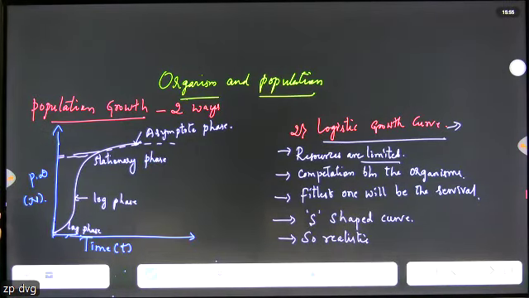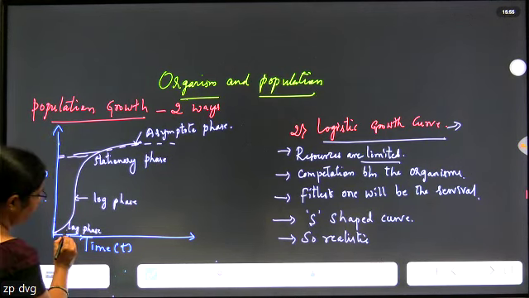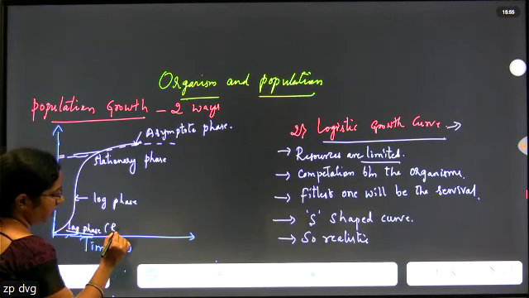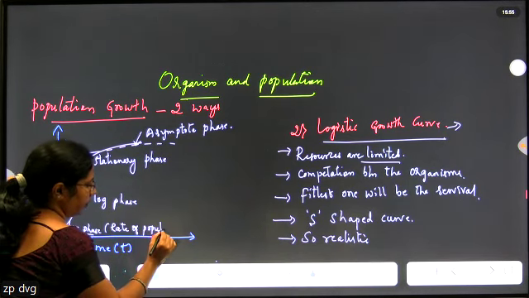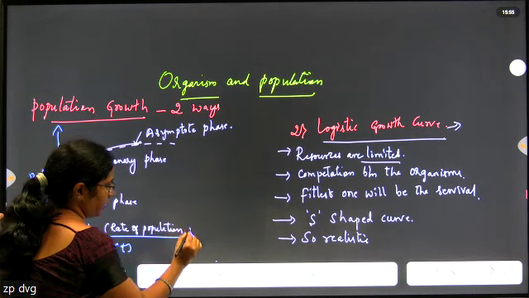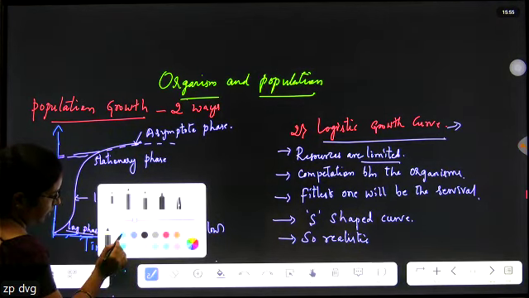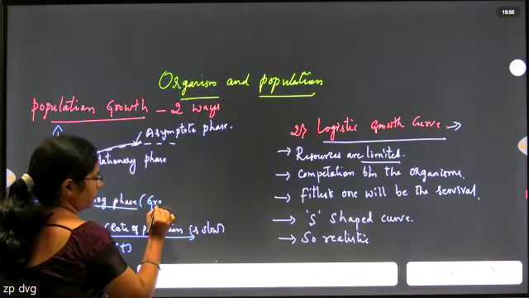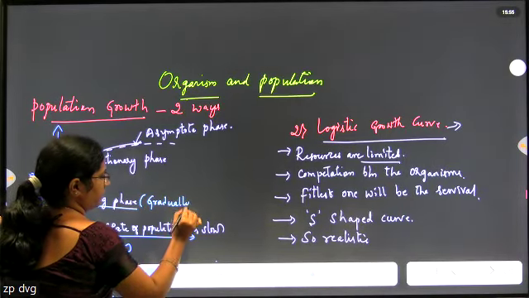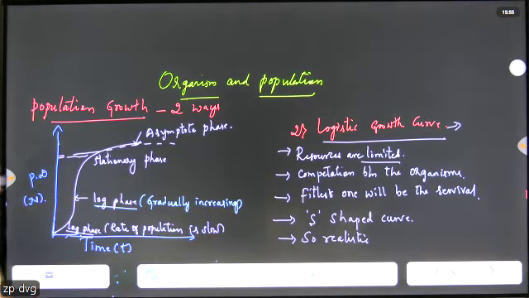There are three different phases which mainly come under the logistic growth phase. In the log phase, the rate of population increase is slow. In the log phase, it is gradually increasing, because they are already adjusted to that environment.